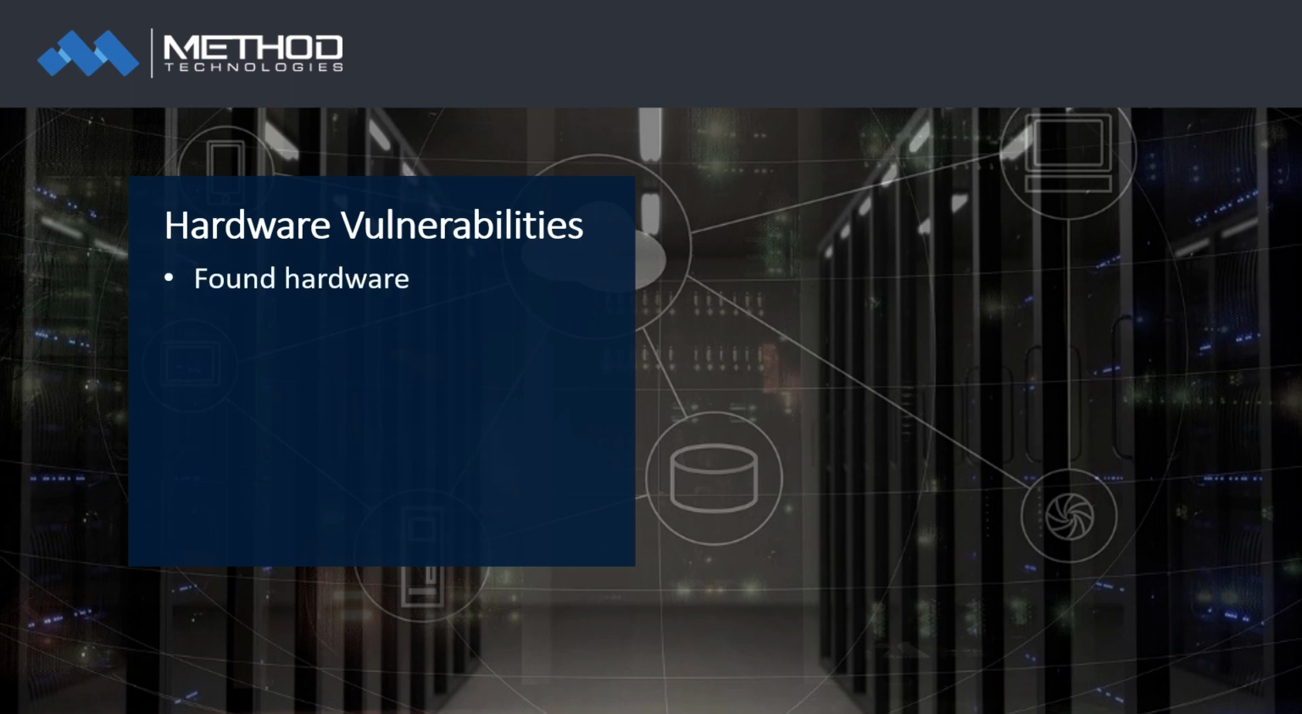Hardware vulnerabilities. This would include items such as found hardware. So if you've ever walked out of a business and seen a thumb drive on the ground, don't pick it up. It might not be pertinent to your organization, but these type of attacks target financial institutions regularly. They're looking for someone to pick up a thumb drive that they found on the floor.